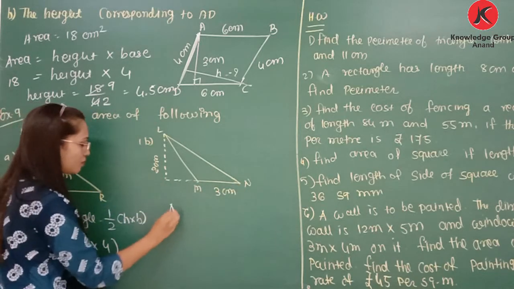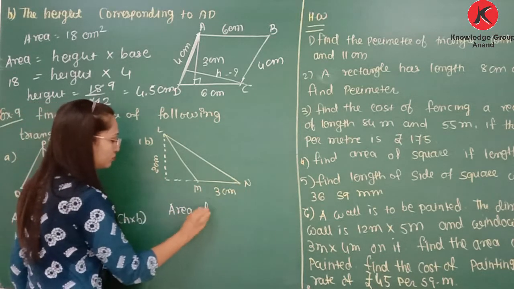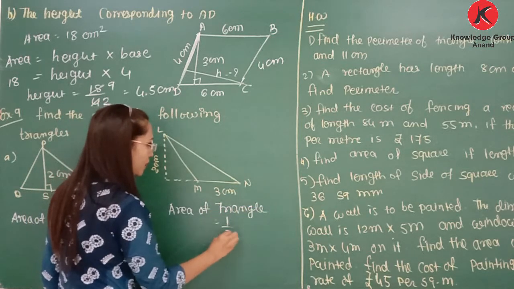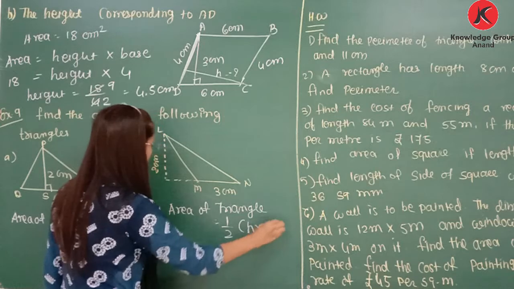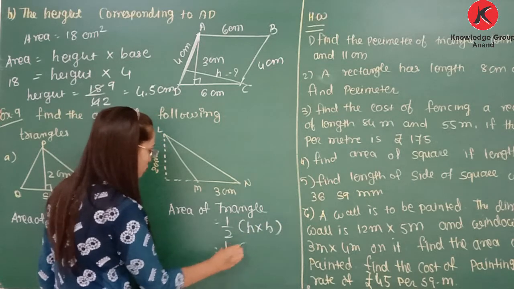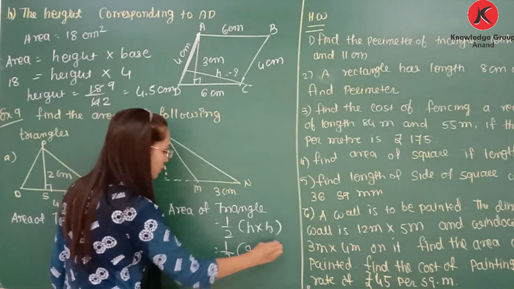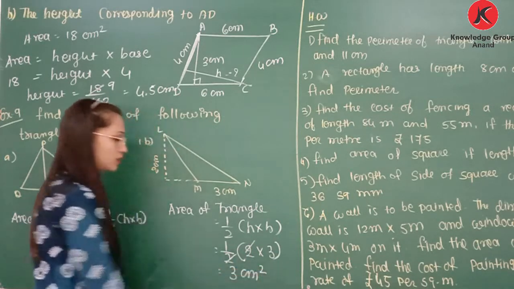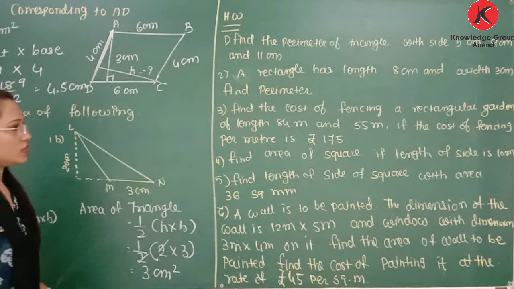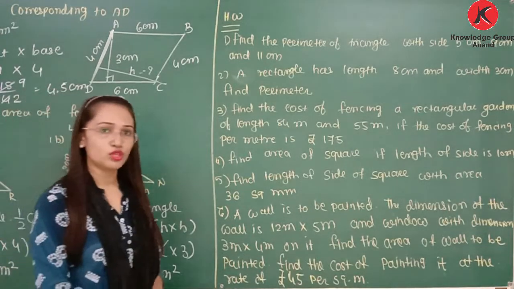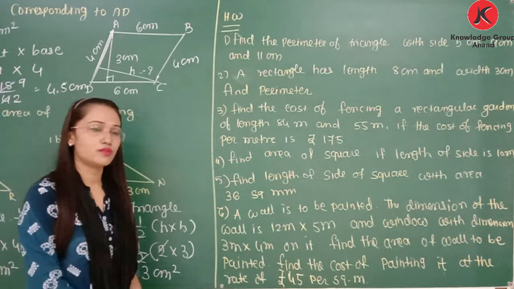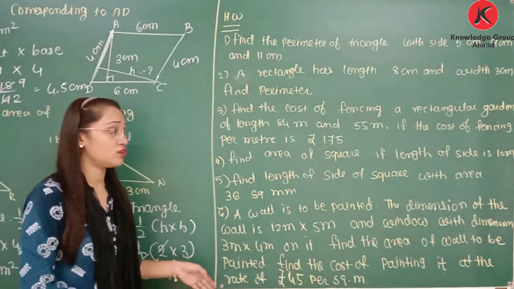So for the second triangle, the equation is 1 by 2, height into base. 1 by 2, height is 2, base is 3. Cancel this 2, so it is 3 centimeters. Clear? Here some examples are given that you need to solve in homework. These are word problems that we already solved in the previous video. You can refer to that video and solve this.